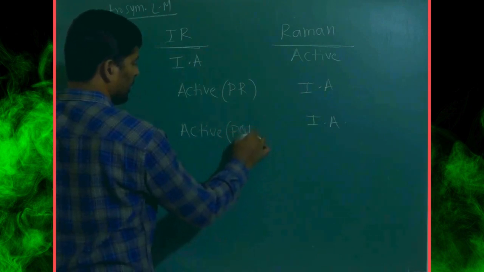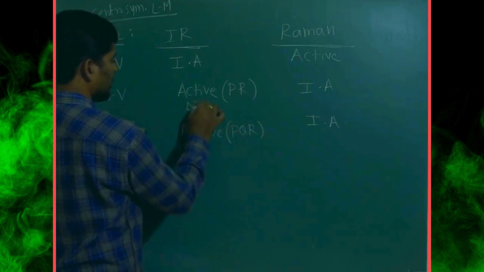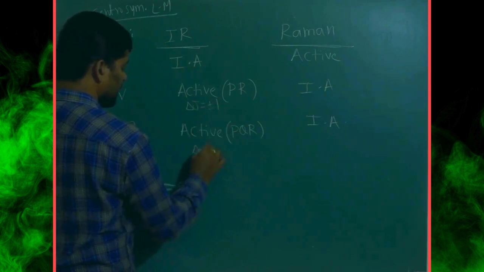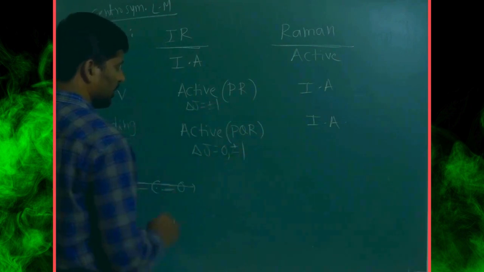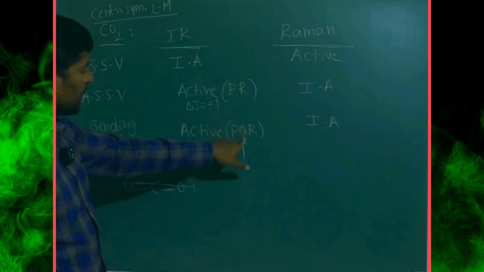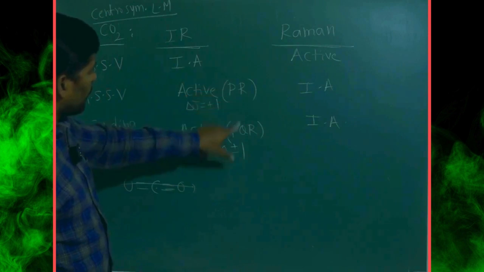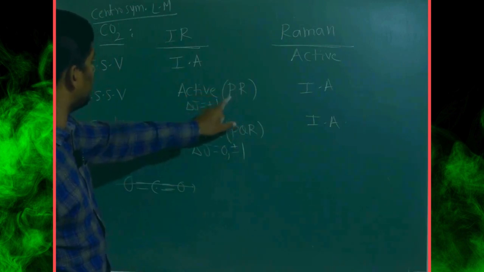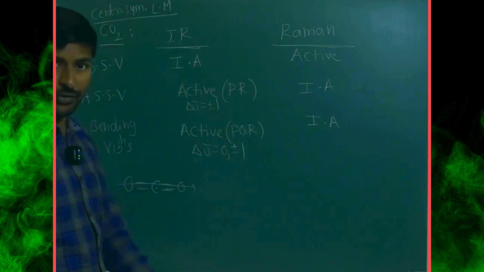So here we discussed selection rules: delta J is equal to plus or minus 1. Here delta J is equal to 0, plus or minus 1. So here we will get P branch lines and R branch lines; P, Q, R branch lines. The absence of a Q branch line here indicates it is a linear molecule.